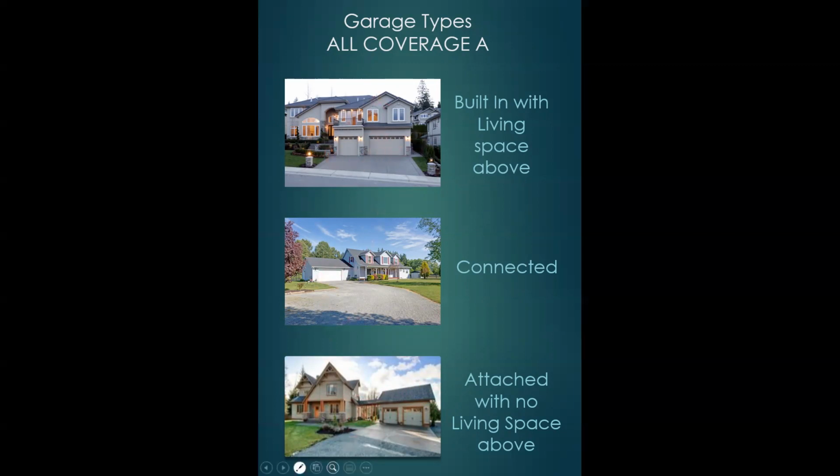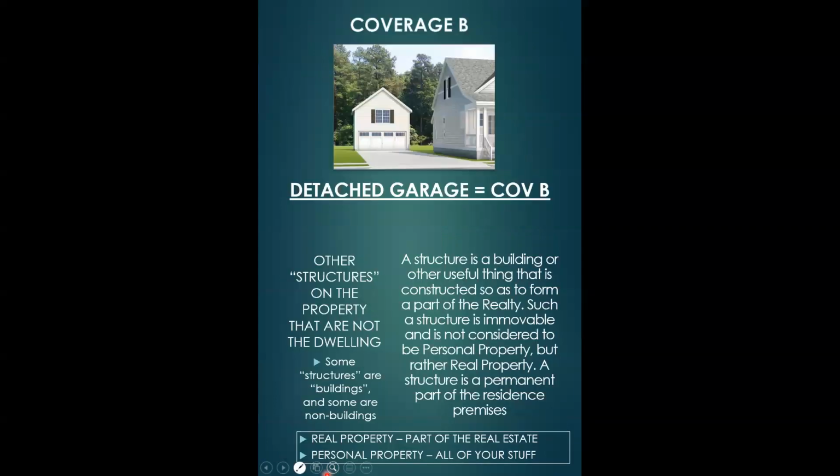All right. So garages, decks, and patios extending from the house and forming part of the house are coverage A. And now we turn our attention to coverage B. Coverage B provides insurance for all of the other structures on the premises that are not the dwelling and not in contact with the dwelling and don't form part of the dwelling.